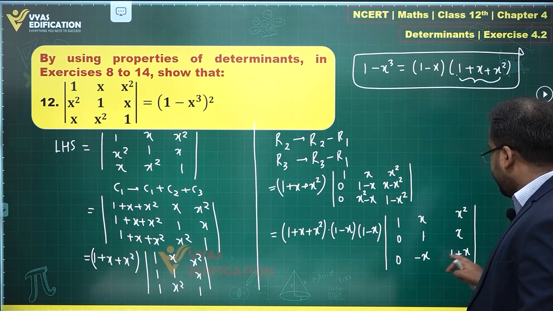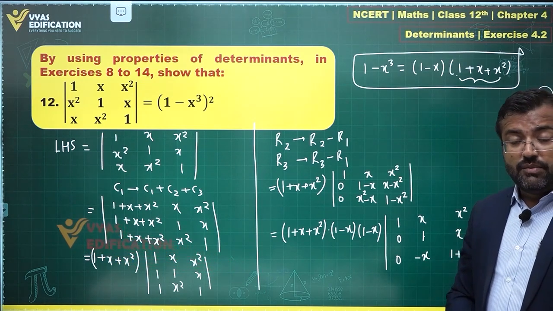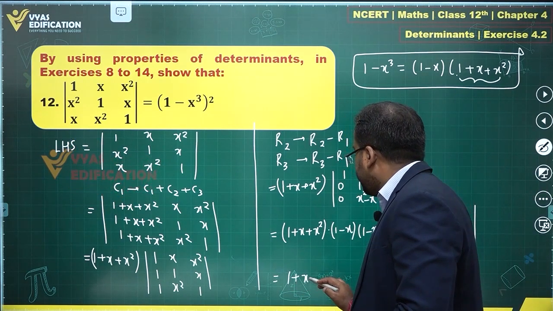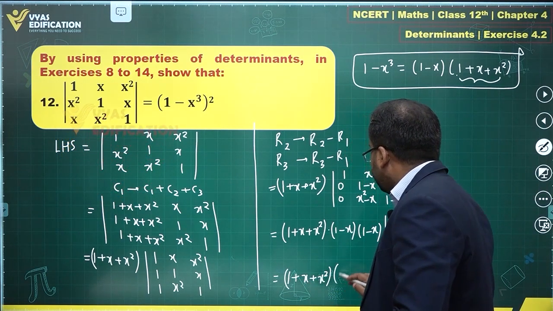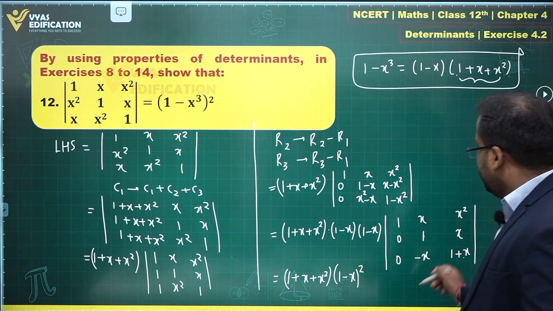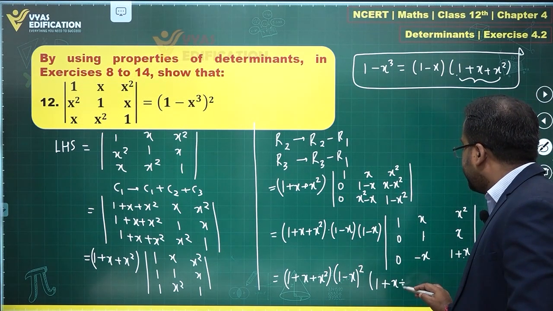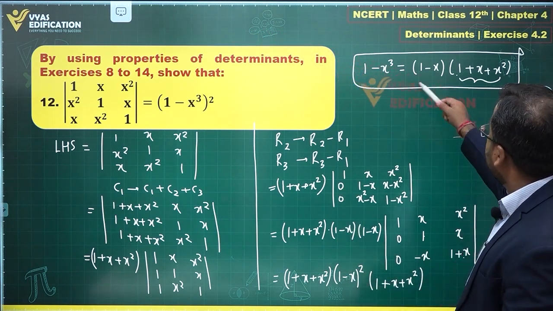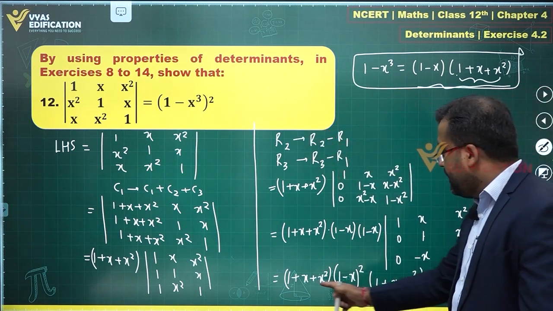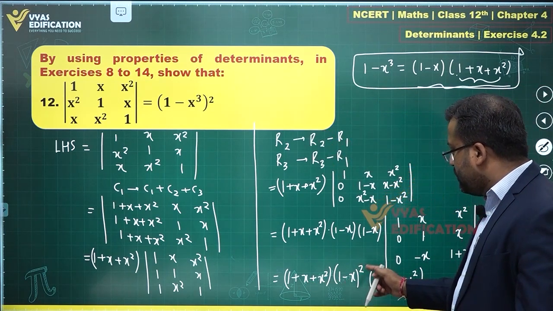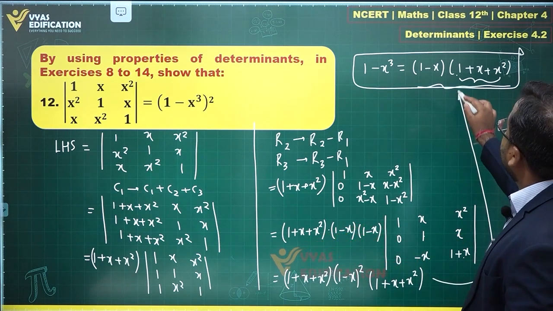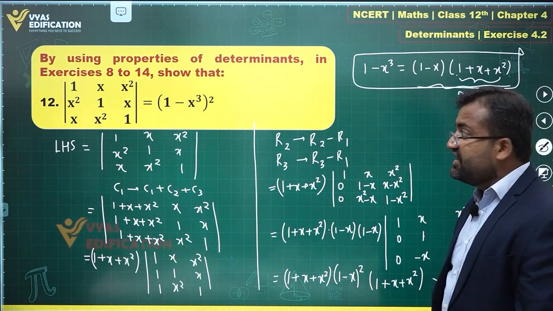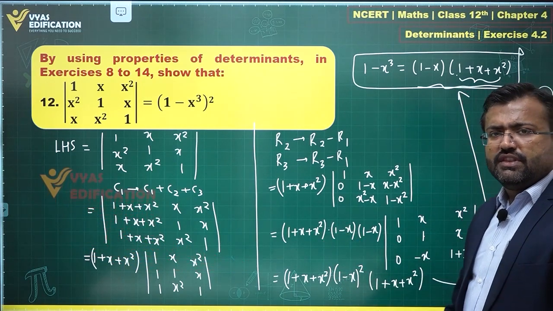We get 1 times 1 plus x minus of minus will become plus x square. So 1 plus x plus x square is what we'll get. This is 1 plus x plus x square, okay. This is 1 minus x whole square, and the other term will be 1 plus x plus x square. Okay, so we are actually getting the same version of this. 1 plus x plus x square whole square, and 1 minus x whole square can be simplified using this. And this will be nothing but 1 minus x cube whole square. That's the RHS, as you can clearly observe over here. That's all for this question.